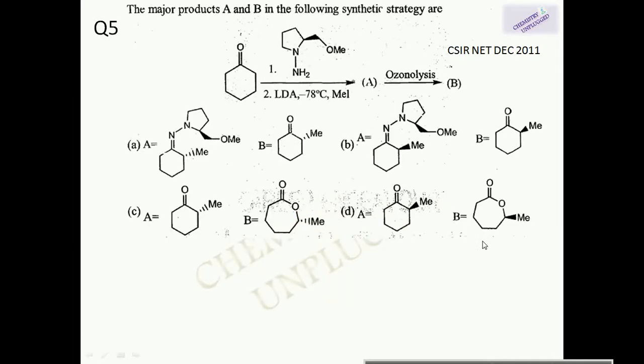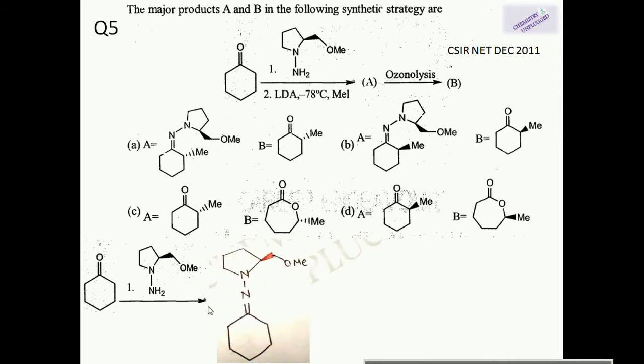In next question, we are using cyclohexanone and a primary amine. So reaction of carbonyl group and primary amine leads to formation of Schiff's base. So it is a Schiff's base and then we react it with LDA. LDA will remove alpha hydrogen atom. So this is the alpha carbon atom and this hydrogen will be removed. So we have negative charge here.